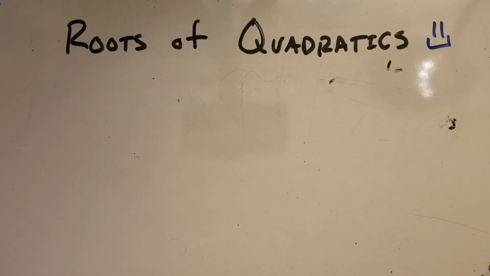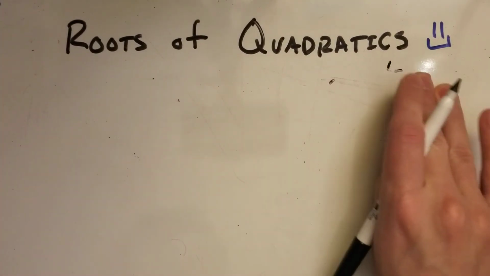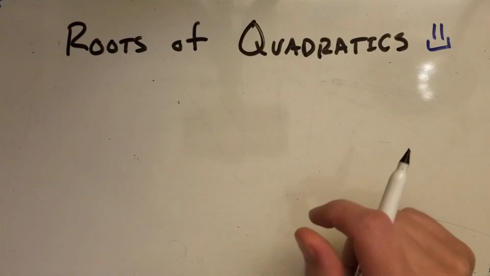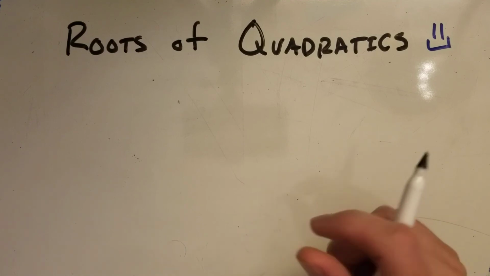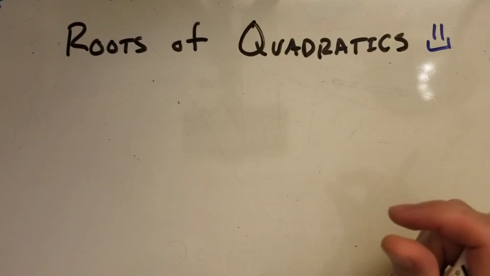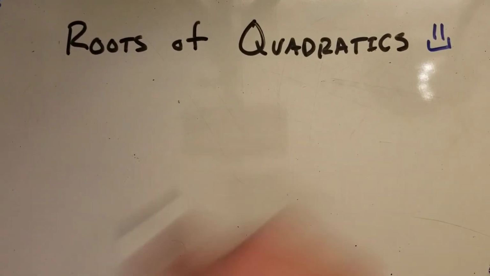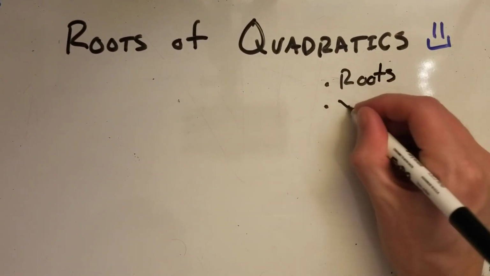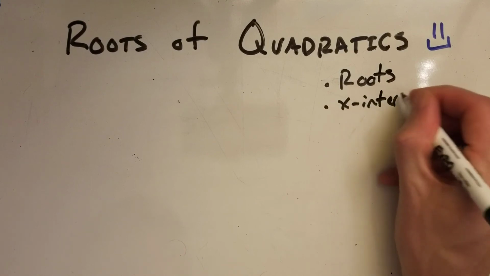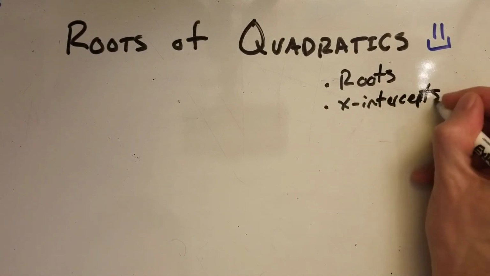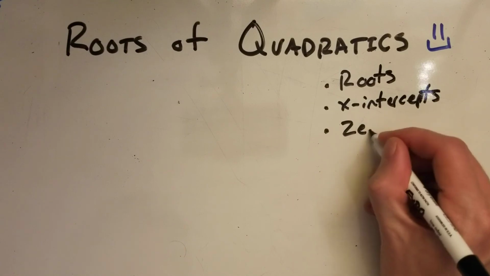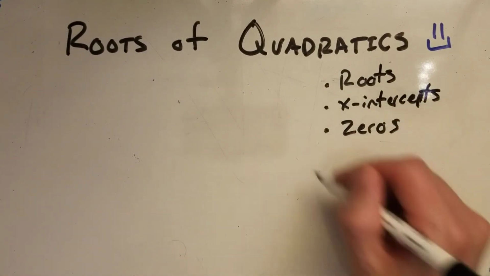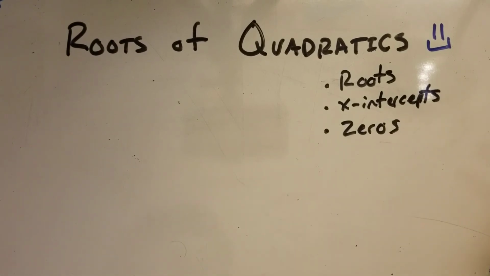Hey guys, today we're going to be talking about the roots of quadratic functions. The roots of a quadratic are the part of the parabola that intersects the x-axis. So our roots are just another name for the x-intercepts. You may also see them called the zeros of the quadratic. They all relate to the same thing. It's going to be where you cross the x-axis.